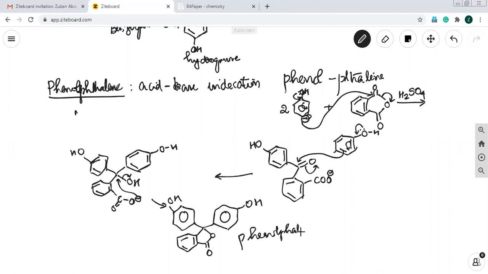Now, please write these steps and study this. It is not very difficult. It is only an electrophilic substitution reaction. This is nothing but an aromatic electrophilic substitution reaction. The electron-rich benzene ring is a nucleophile.